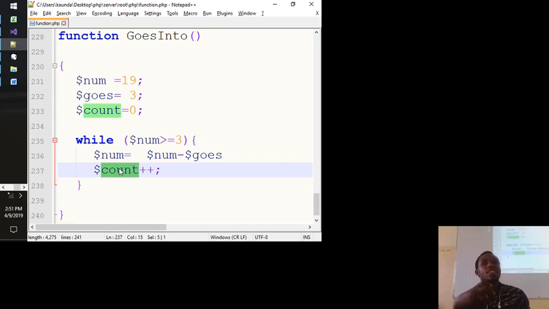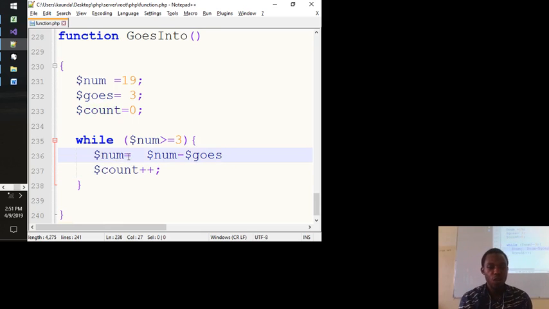And when we deduct 3, what is left we put back into the number. So if you have 19 and subtract 3, we'll have 16. So we are putting that 16 back into the number so that we can subtract again. That is why this subtraction, we push it here.